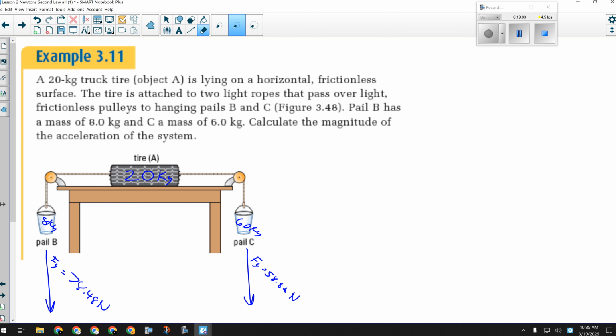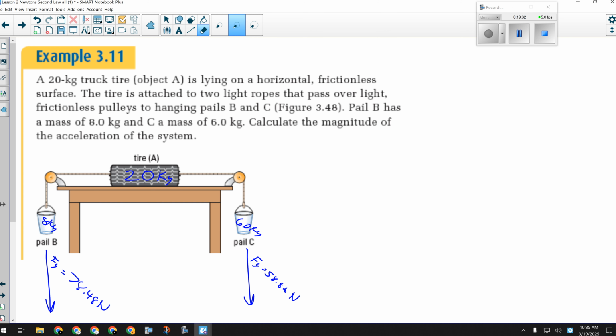All right. It wants the magnitude of the acceleration of the system, because that's all I can give if I'm giving the acceleration of the system, because the tire is going to go to the left, pail B is going to go down, and pail C is going to go up. All right? Okay, I've got those directions. If it asked about any individual part, I'd be able to give it. But I need the magnitude now. So, can I simplify this system?